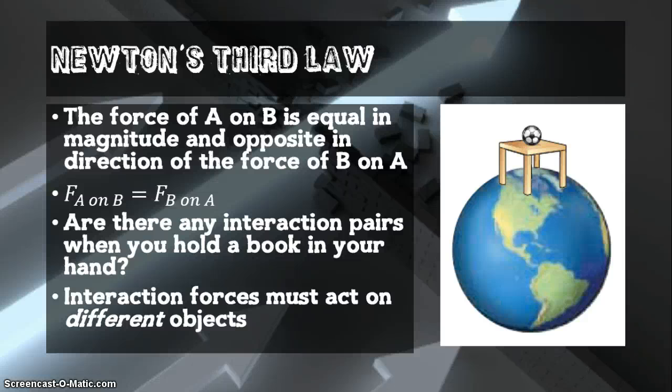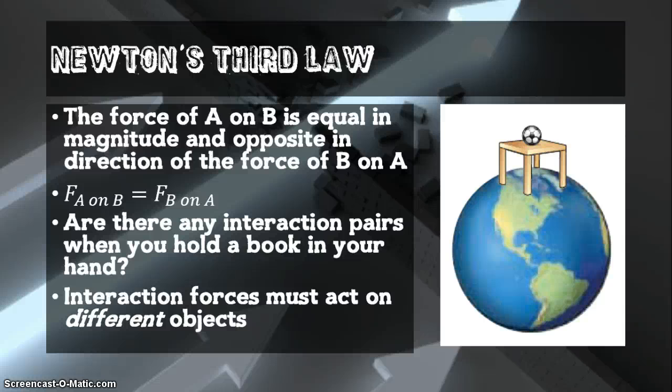So when you think of holding a book in your hand, for instance, you might want to think the weight of the book is an interaction pair with the normal force of your hand on the book. And that's very tempting to think that way because the two forces are opposite in direction and equal in magnitude. However, interaction forces must be on different objects. So both the weight and the normal force are on the book, so they can't be interaction pairs.